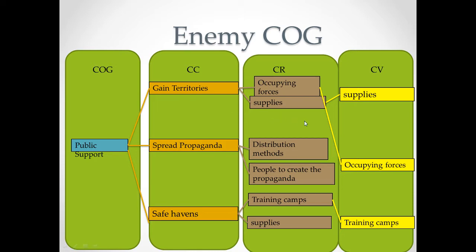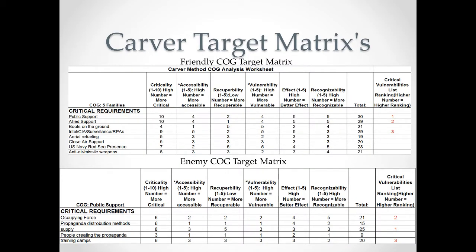So that's basically how cog analysis works. Once you're done with all that, you can move into something called the Carver model. I don't know if this is too in-depth for you guys or not, but I'll just briefly go into it. Basically, these right here are different ways to score your cog. For you math types out there, this is basically just a spreadsheet that allows you to score and then rack and stack your critical vulnerabilities, so you know which ones to target first.